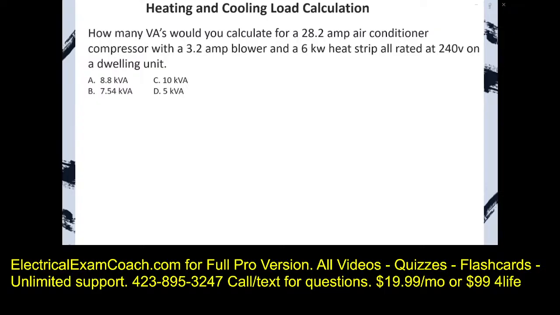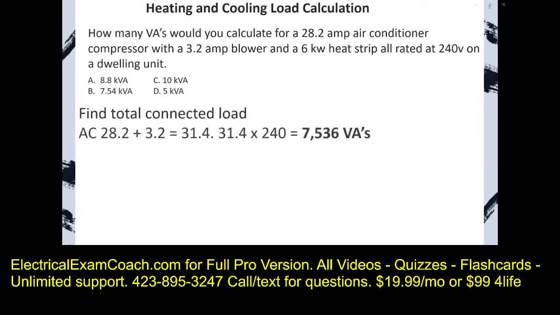How many VAs would you calculate for a 28.2 amp air conditioner compressor with a 3.2 amp blower motor and a 6 kW heat strip, all rated 240 on a dwelling unit? First, let's find our total connected load. Let's do our AC first.